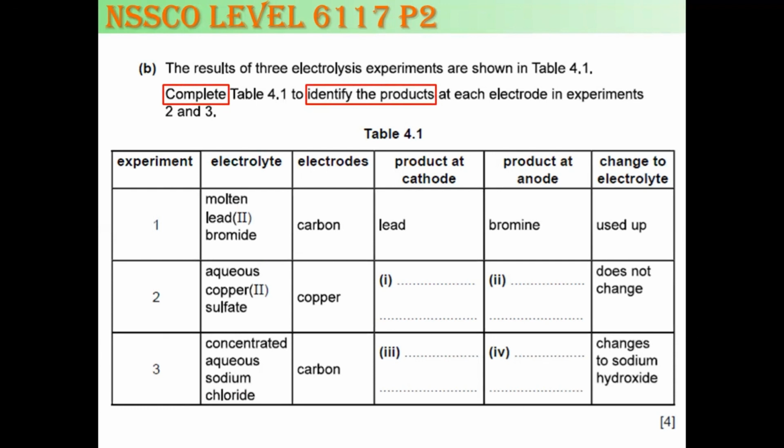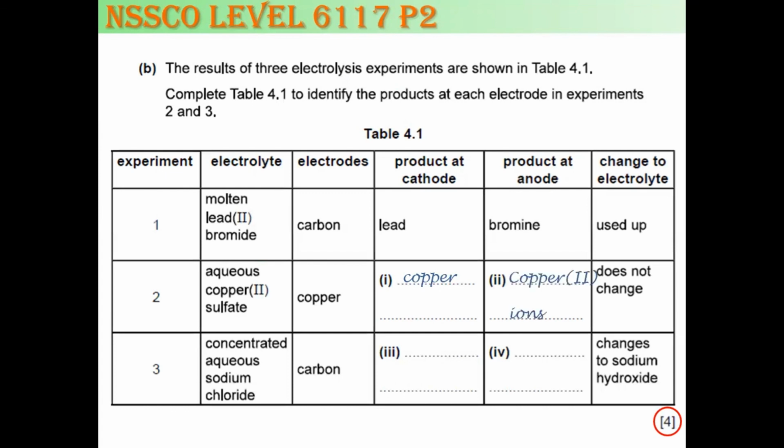So the advantage of identify is if you use the name, you get the mark. If you use the formula, you also get the mark. Okay, so let's go into it. And they are giving 4 marks. So the good thing here is each one will have its own standalone mark. So what are we looking at? Experiment 2. Aqueous copper(II) sulfate is the electrolyte. We are using copper electrodes. And they are asking us for the product at the cathode, which is the negative plate. And this is where we form copper.